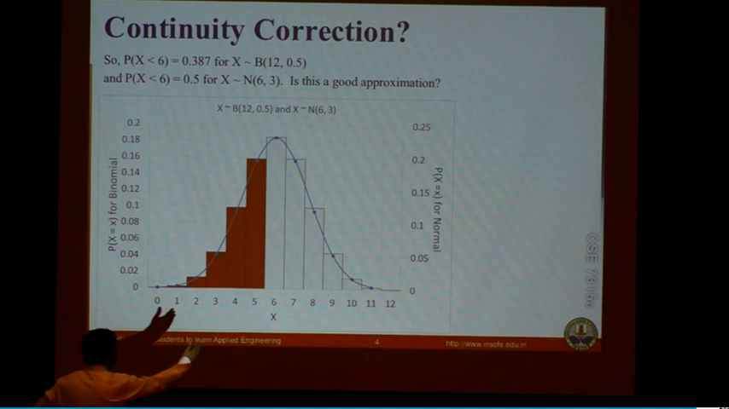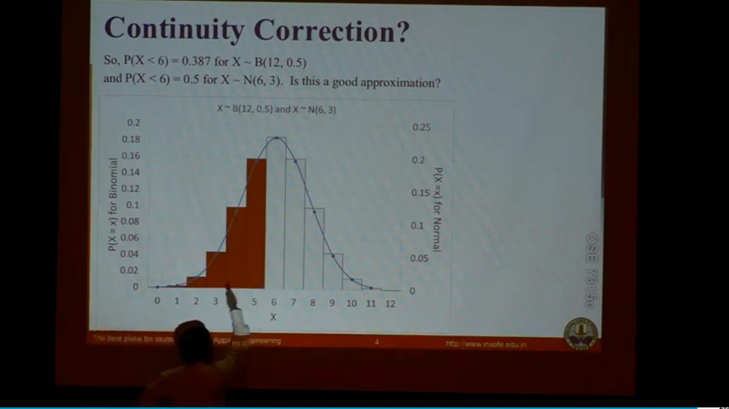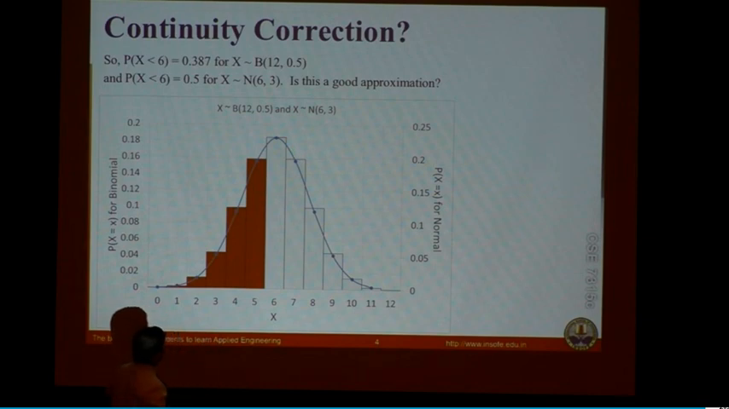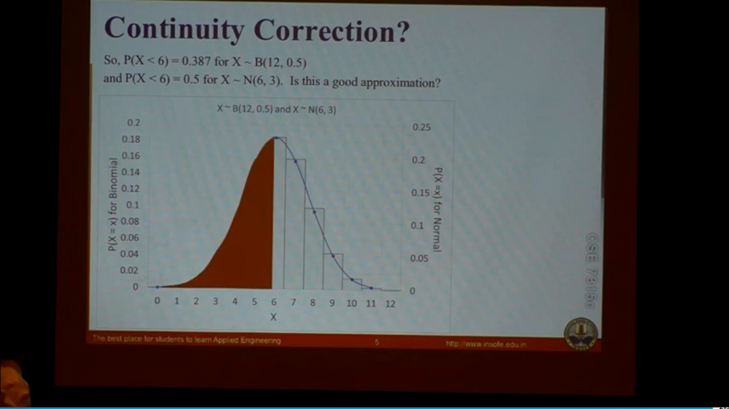Less than 6. So, less than 6 means it ends at 5.5. No? Less than 6, if I normally take, then it's less than 6 only. In normal, it is 6 only. No? Less than 6 means up to here. That part. That's why I should not include that. I have to correct for that, is what I'm saying.